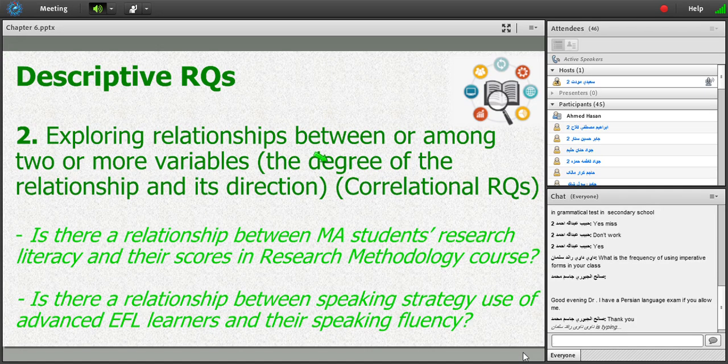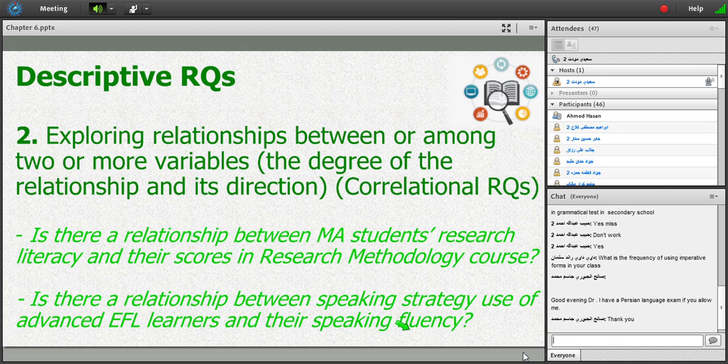I want to check the degree of the relationship, whether there is a significant relationship between speaking strategy use and speaking fluency of advanced EFL learners, and its direction. If it is positive, it means that when the students use more speaking strategies, their speaking fluency increases.